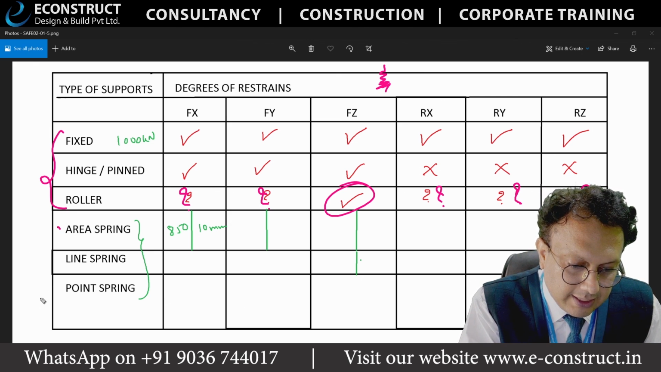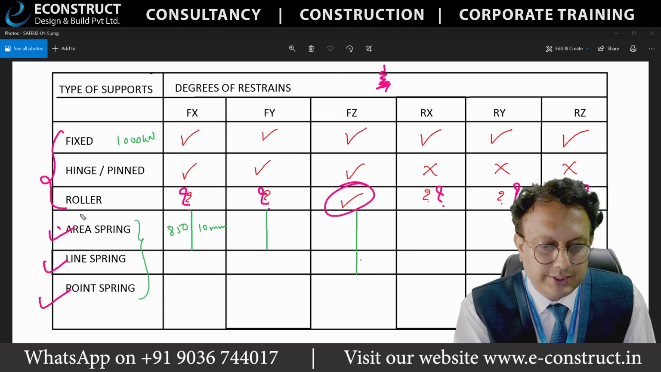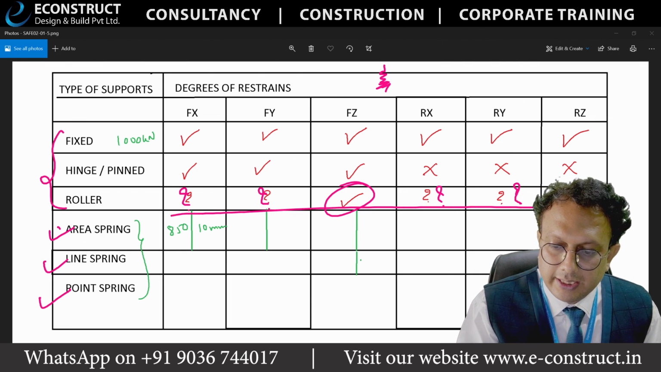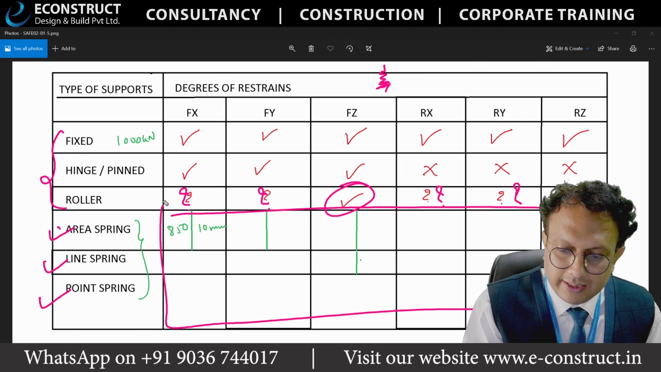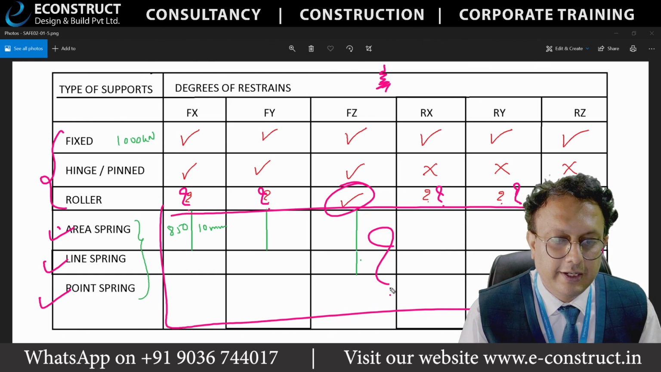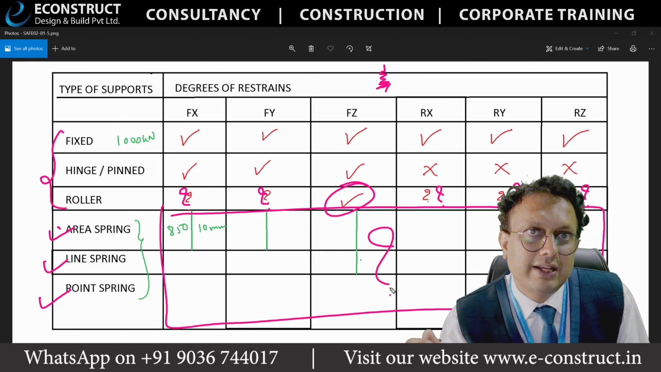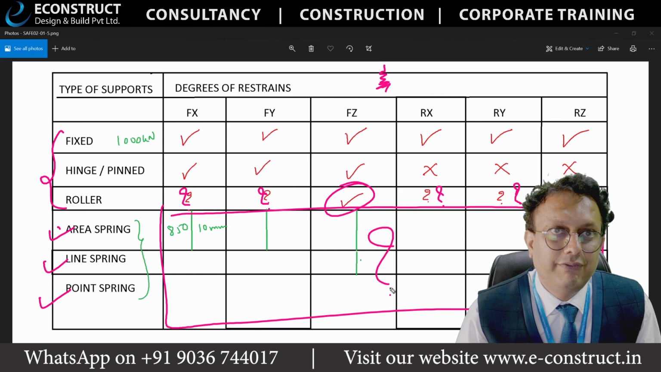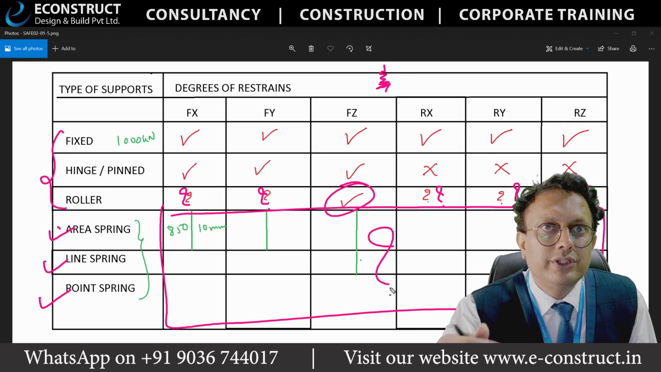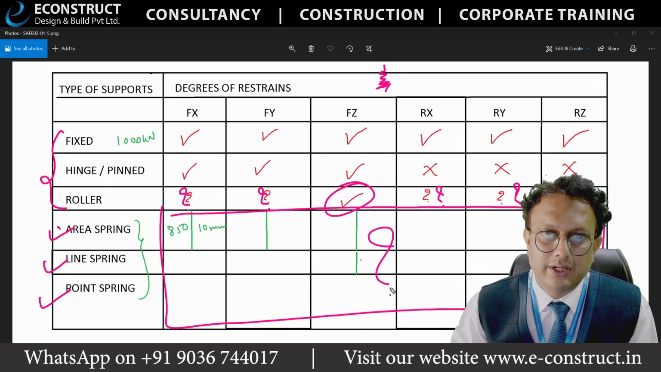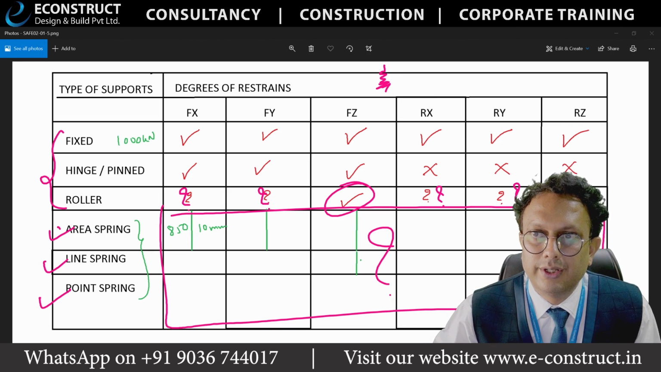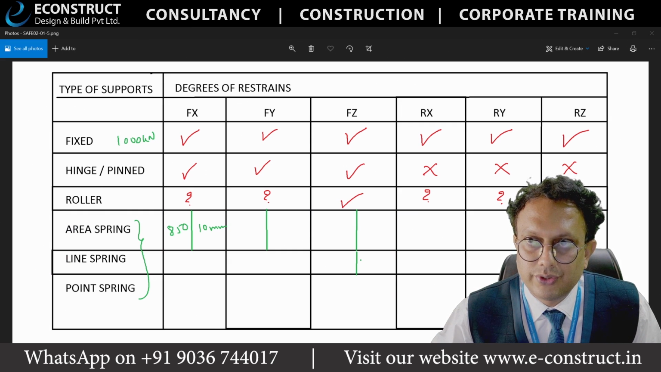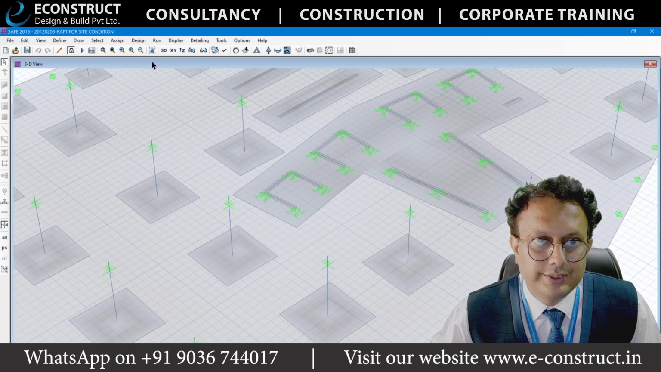Even like there is a point spring, line spring and area spring. Just now only I have shown you. Now there is no particular character. In all the cases it will change. Everywhere there is a big question mark. Why? Because it is Rx, Ry, Rz, Mx, or maybe Fx, Fy, Fz. Everywhere it is required. Based on the requirement you will give the values, or you can change the values. How come it is like this? I'll show you.